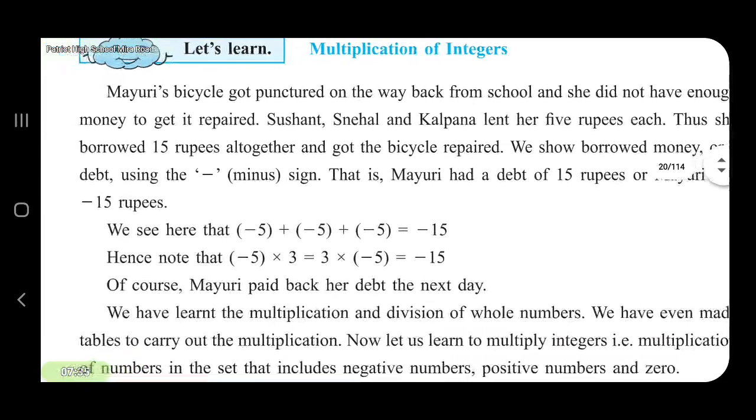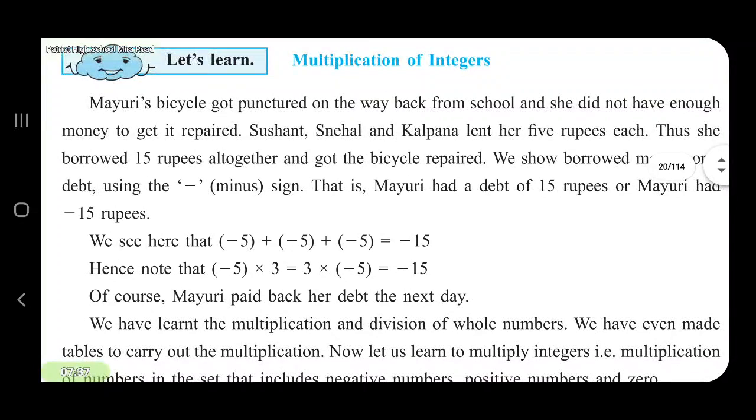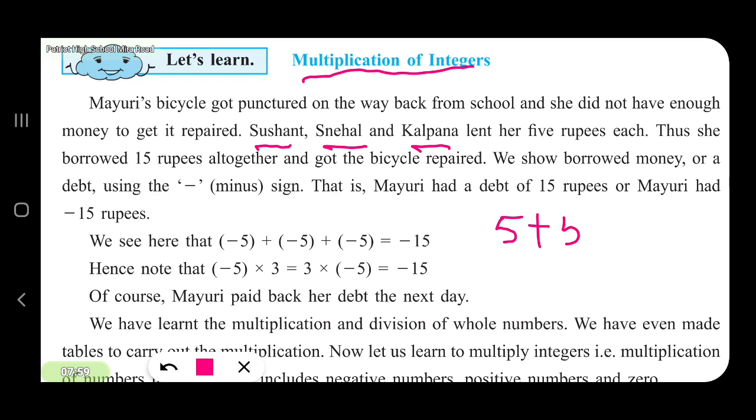Multiplication of integers. Mayuri's bicycle got punctured on the way back from school, and she did not have enough money to get it repaired. So her friends Sushant, Snehal and Kalpana lent her 5 rupees each. So 5 rupees plus 5 rupees plus 5 rupees, that was the sum collected. So it is 15. 5 plus 5 plus 5 is 15.